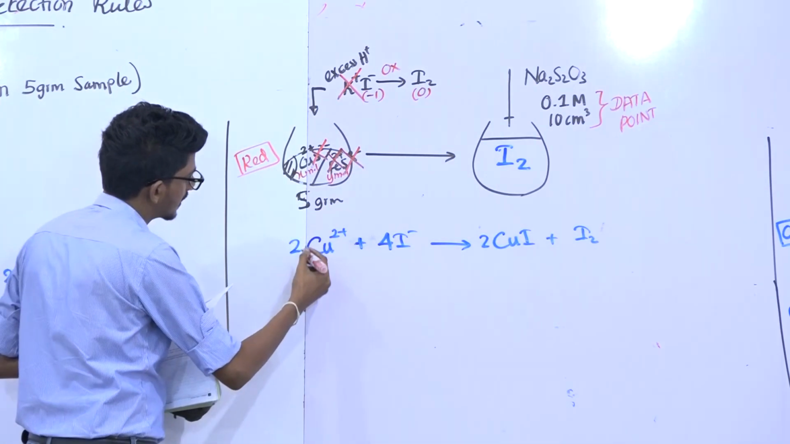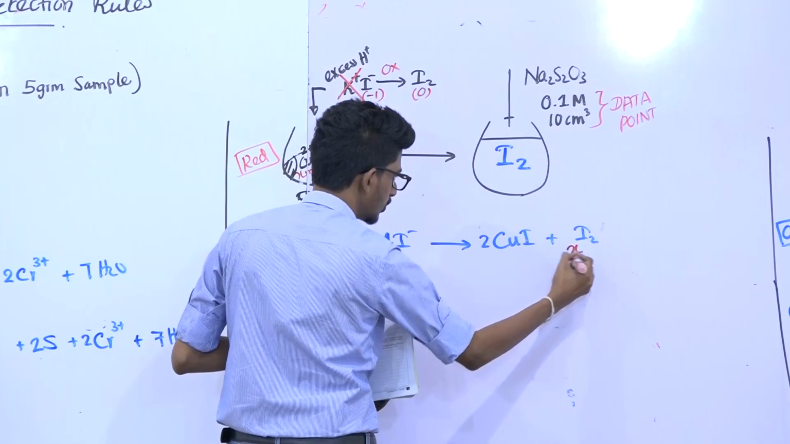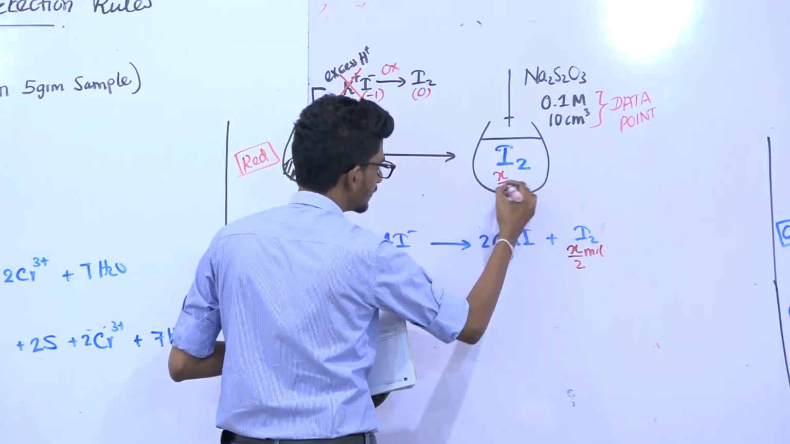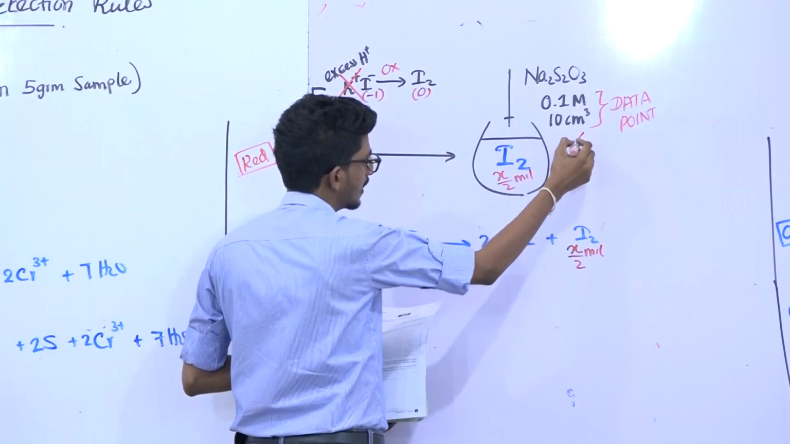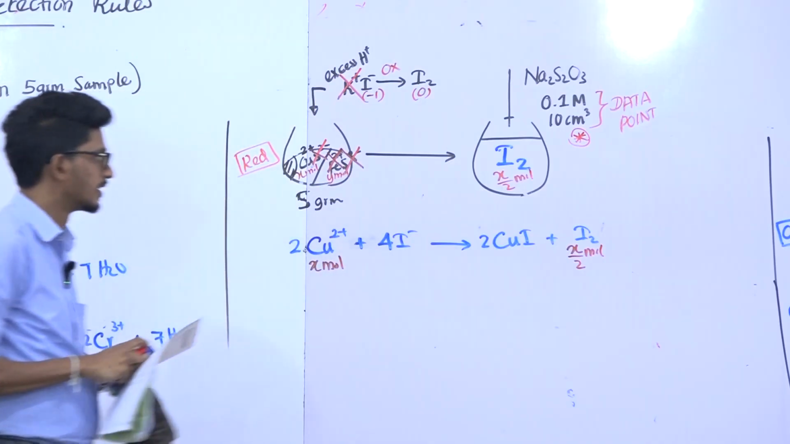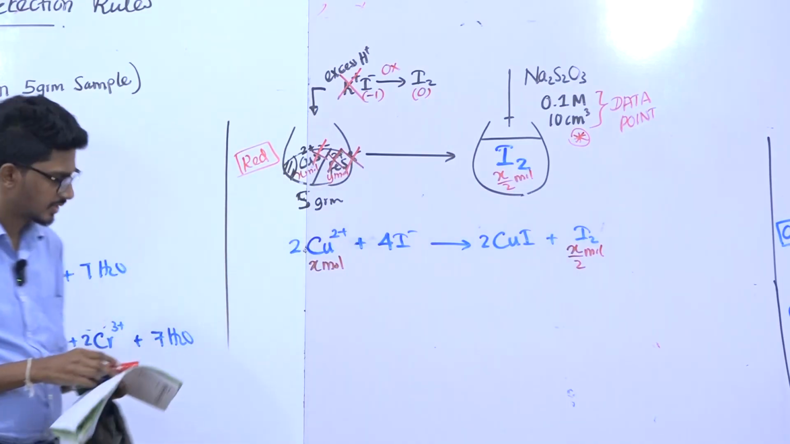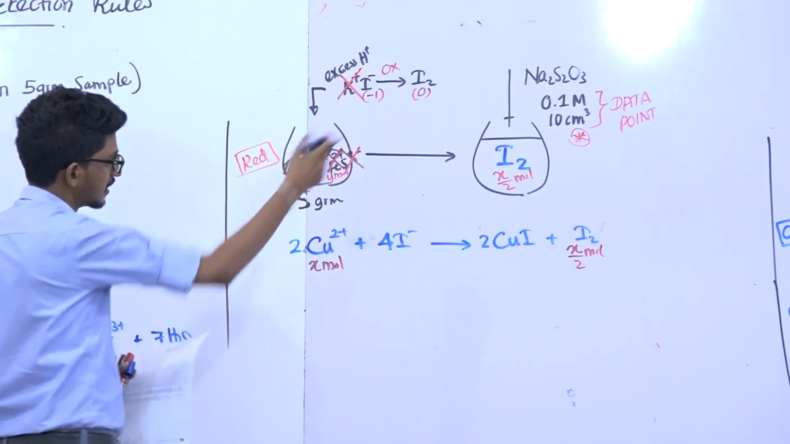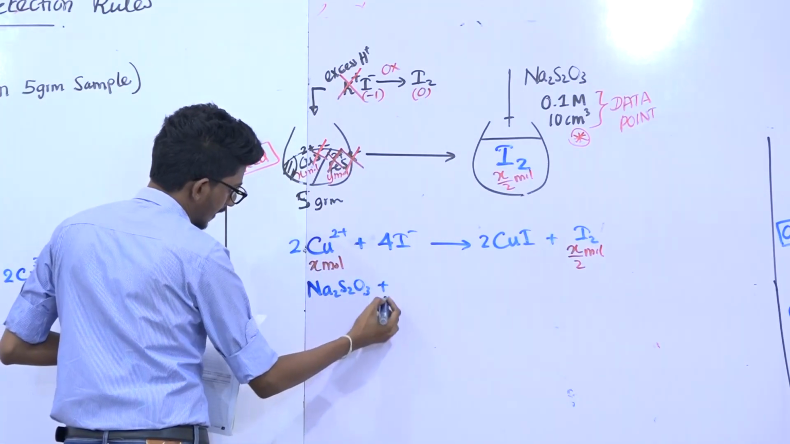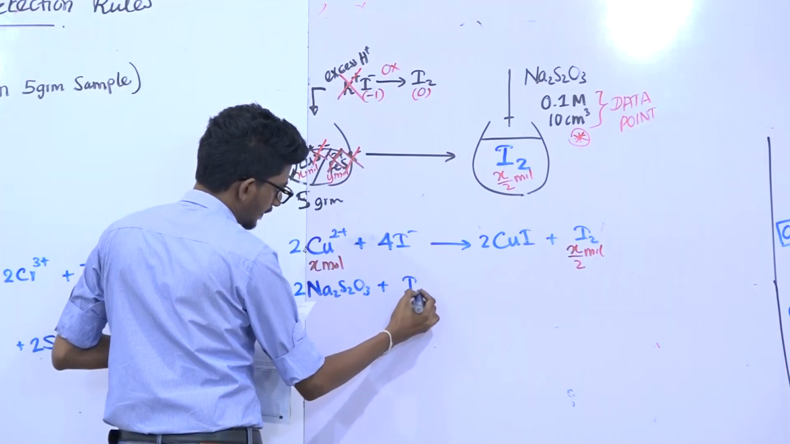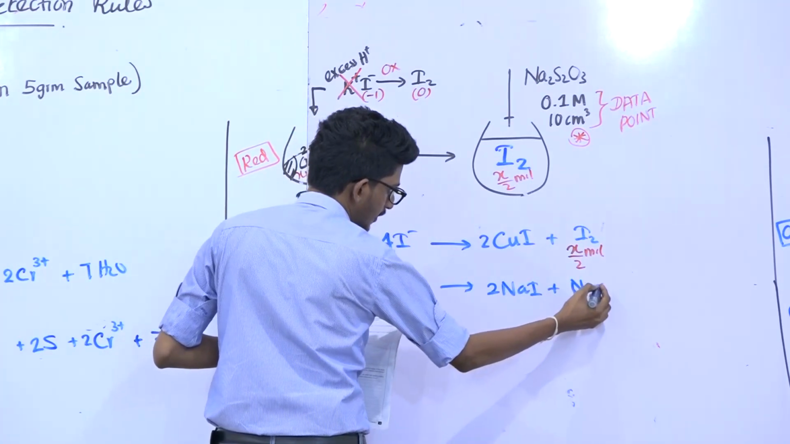So basically with x moles of this, the iodine moles coming are x over 2. We have to bring the x moles and y moles, those unknowns, towards the data point. Now with this equation we can come up with x over 2. Now that will be the titration, so I2 reacting with sodium thiosulfate, Na2S2O3, 2 of them reacting with I2 to produce 2 NaI plus Na2S4O6.